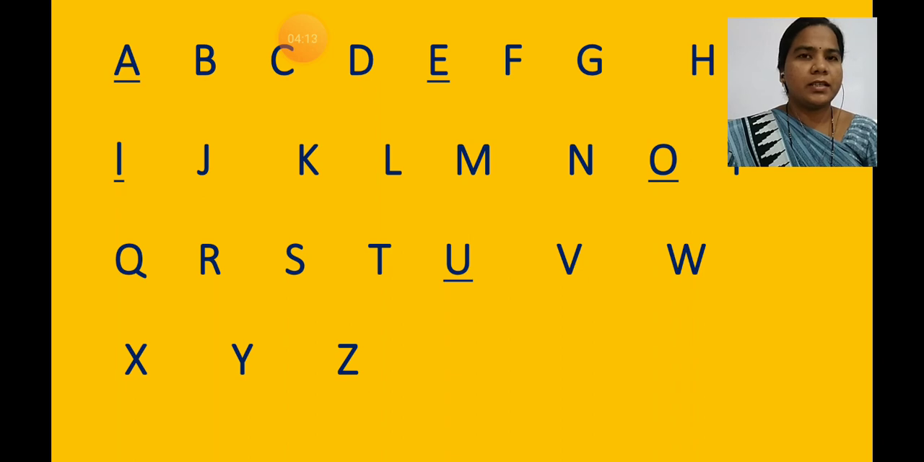There are 26 letters in the English alphabet, we know that very well. And in that, 5 letters are vowels. Except these, the remaining letters are known as consonants. Except A, E, I, O, U, all the remaining letters are consonants. Getting it?